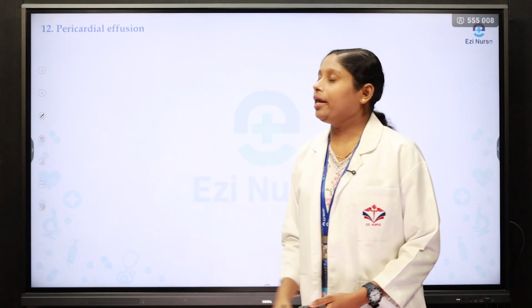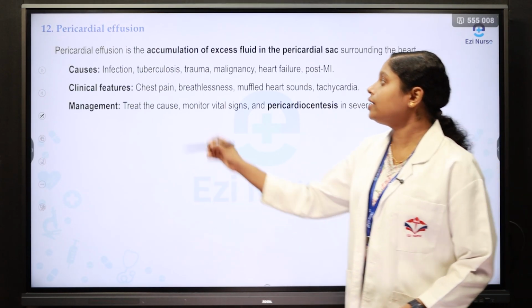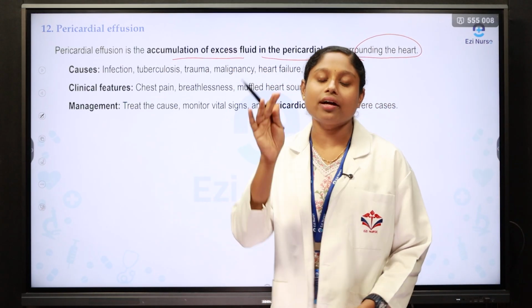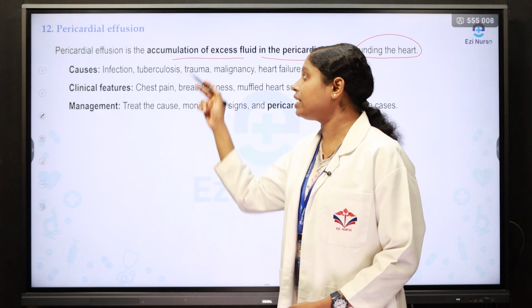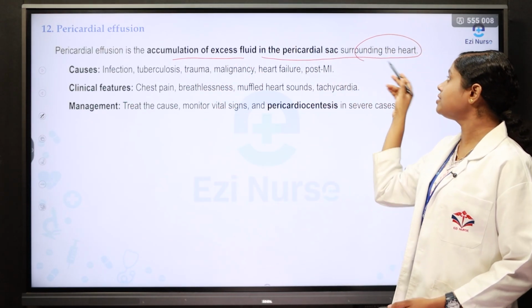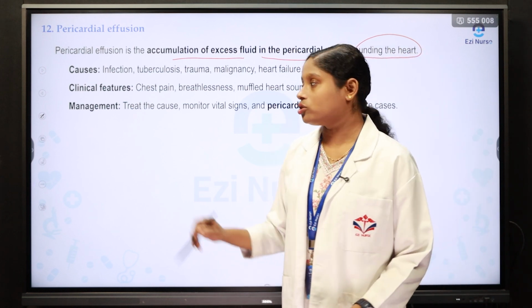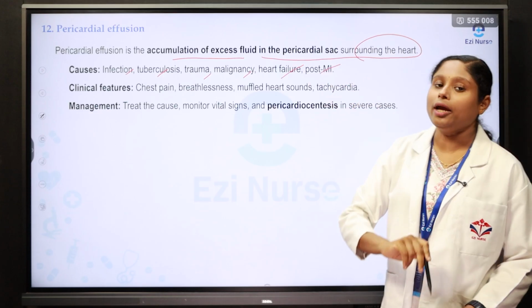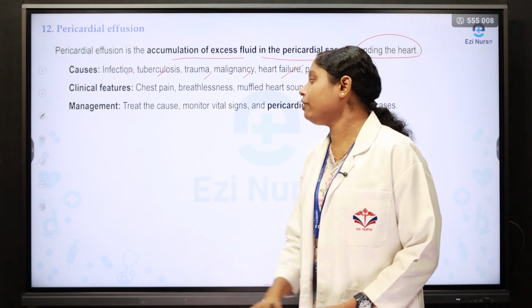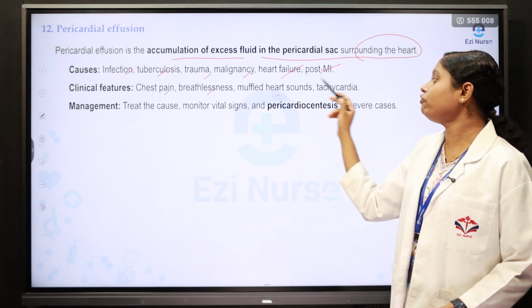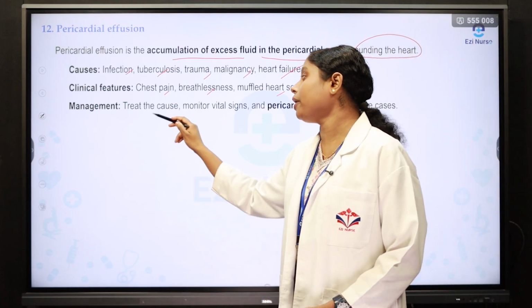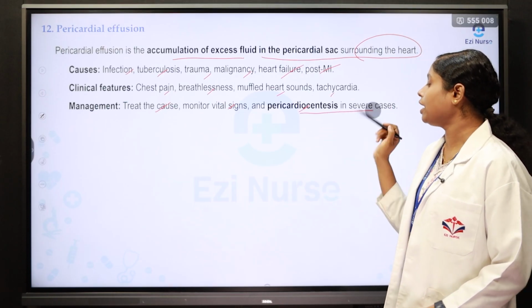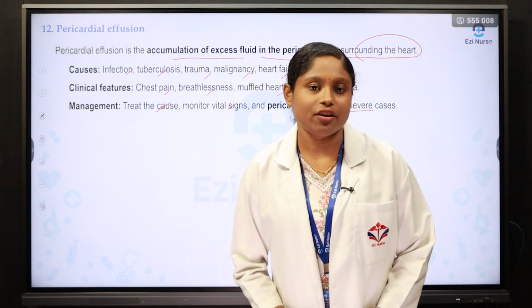So the next question will be pericardial effusion. So what is pericardial effusion? It's accumulation of excess fluid in the pericardial space surrounding the heart. The heart has a pericardial cavity, so the excess accumulation of fluid in the pericardial sac is known as pericardial effusion. What are the causes? Infection, tuberculosis, trauma, malignancy, heart failure, and post-myocardial infarction. Clinical features include chest pain, breathlessness, muffled heart sounds, and tachycardia. The management includes treating the causes, monitoring vital signs, and pericardiocentesis in severe cases. So this is about pericardial effusion.